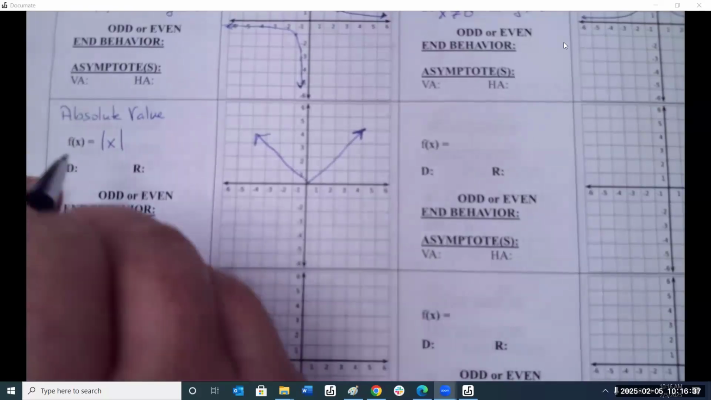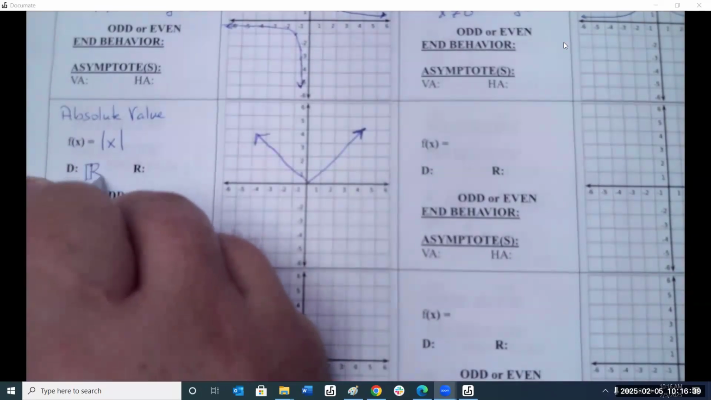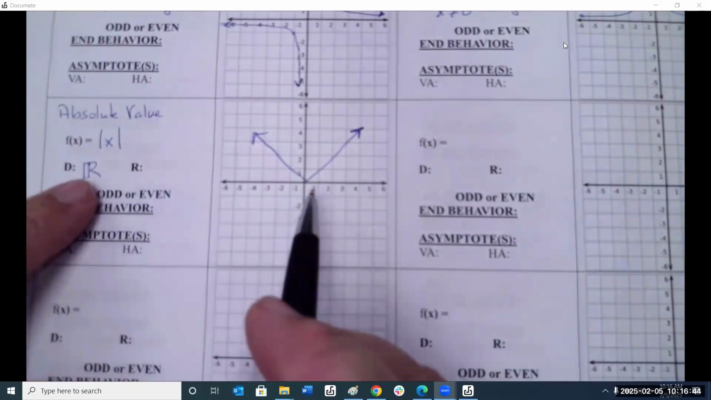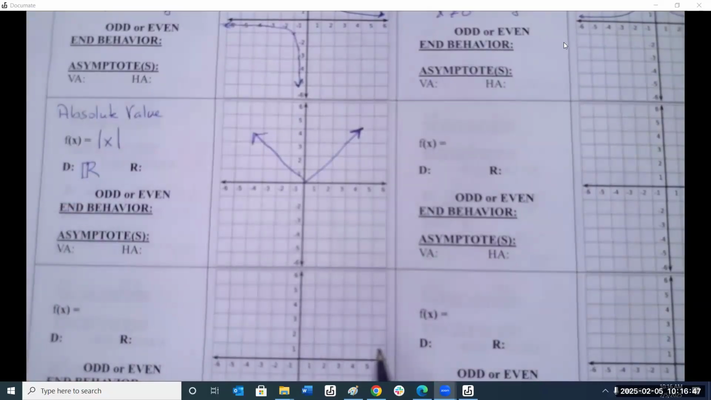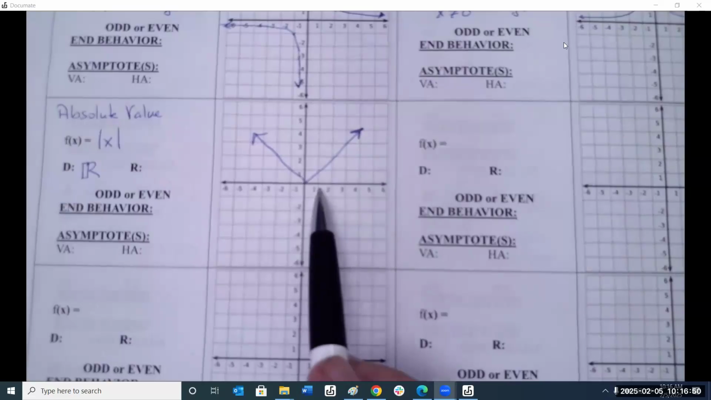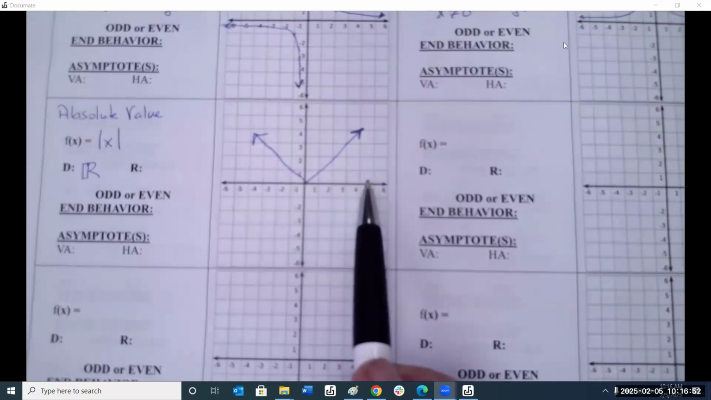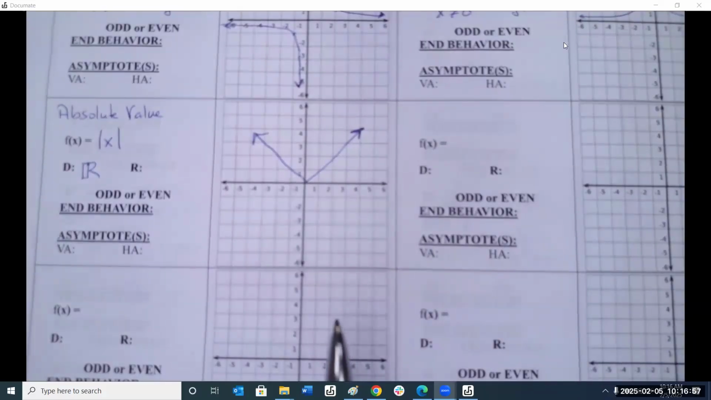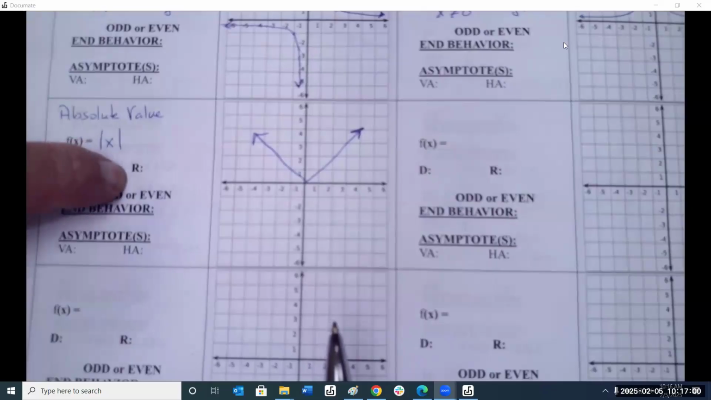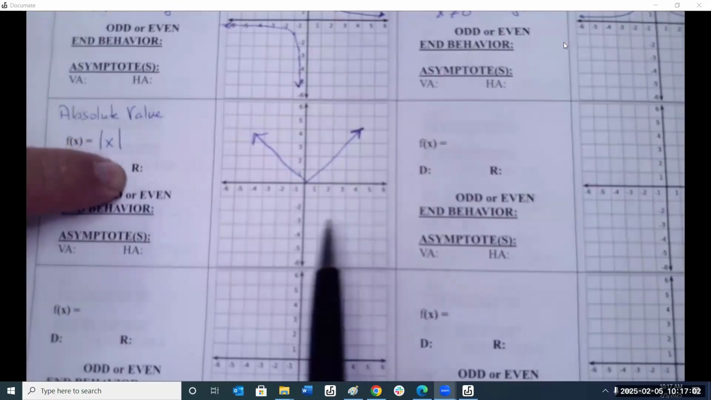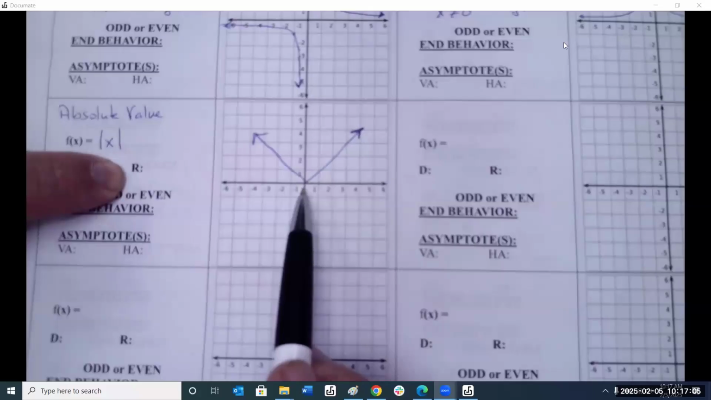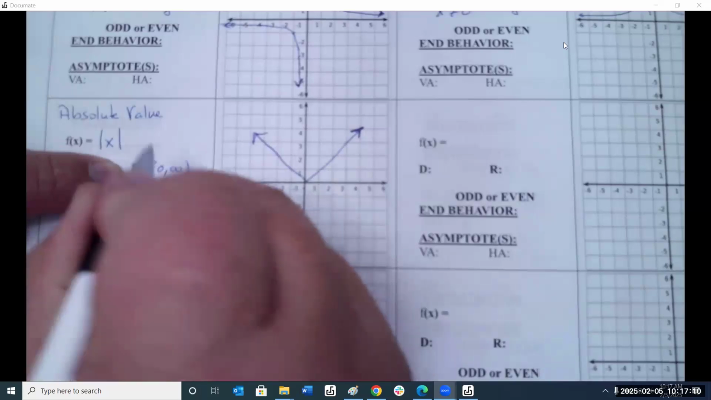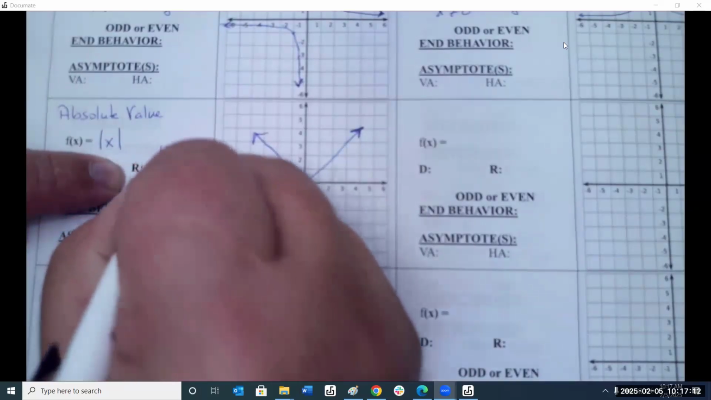So my domain is all real numbers. Why is my domain all real numbers? Remember, 3 questions. Can x be positive? Can it be negative? Can it be 0? All real numbers. My range, can my answers be negative? No. Can it be 0? Can it be positive? So yeah, we're looking at 0 to infinity, or y is greater than or equal to 0.